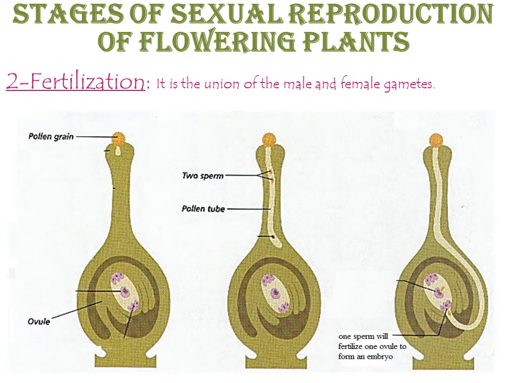The second stage is fertilization. It is the union of the male and female gametes. During this stage, the pollen grain that lands on the stigma of the pistil will form a pollen tube in order to reach the ovule inside the ovary. On its way, the pollen inside the tube will be in a form of 2 sperms, and each sperm will fertilize one ovule to form an embryo inside the ovary.